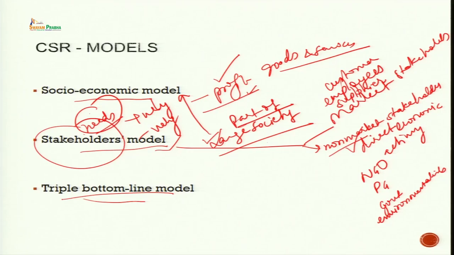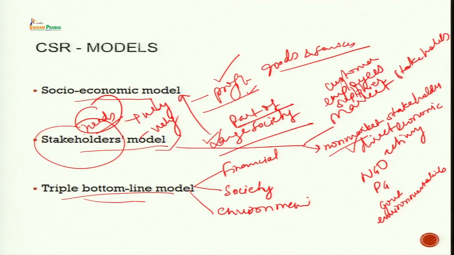So, according to this model, the success of business should be measured in terms of three categories, that is financial success, success with respect to society, and success with respect to environment. So, these three are called the triple bottom line.